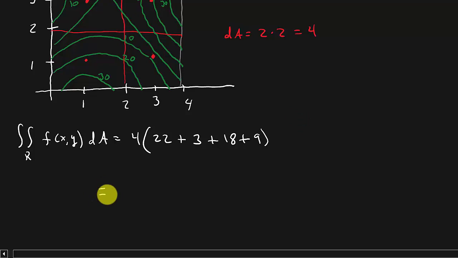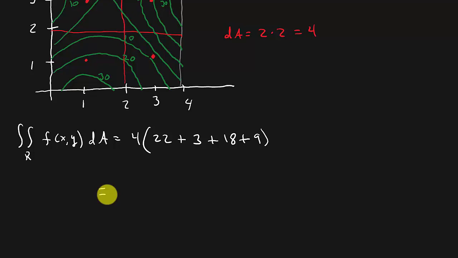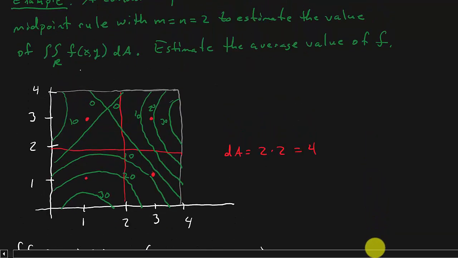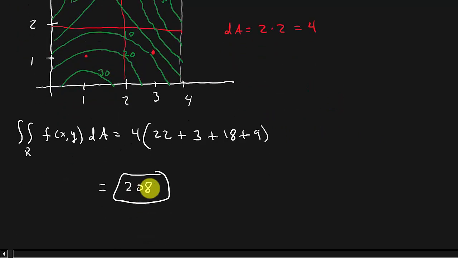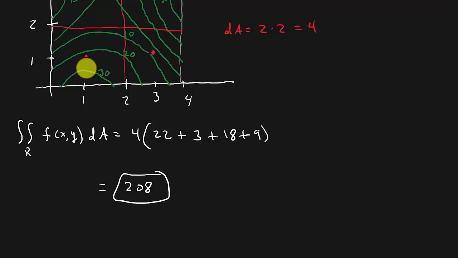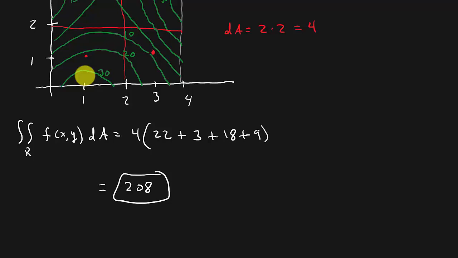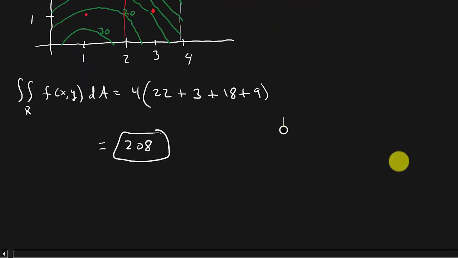But anyway, let me punch this in: 22 plus 3 plus 18 plus 9, and then times 4. And that gives me 208. Like I said, I tried to recreate this from the book as best I could, and I think the answer in the book is like 248, so you can see I'm off by some. But I think in the book, this dot here is closer to 30 than how I have it drawn. But anyway, you get the idea of what we're doing. That's the most important thing.